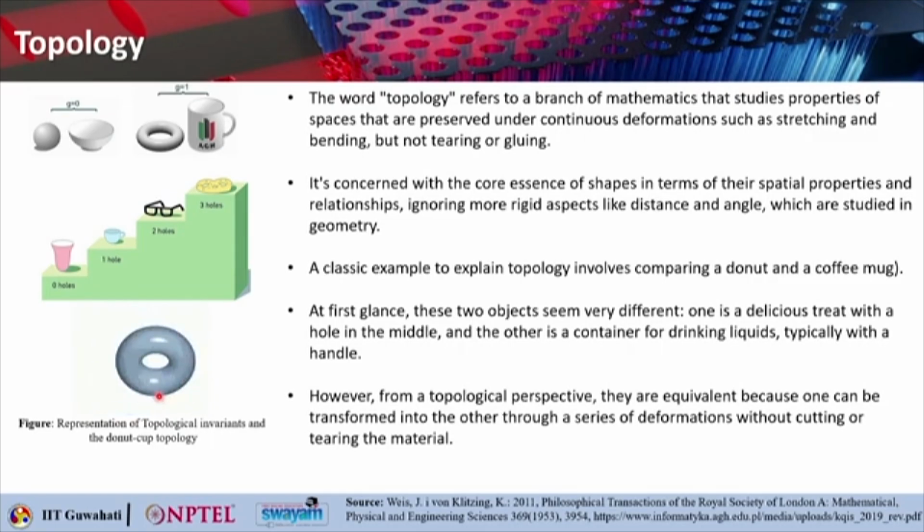How? Because one can be transformed into another shape through a series of deformations without cutting or tearing the material, as is shown here in the animation. Okay. So, you can think of these two as the same type. G equals 0, G equals 1 tells you about the number of holes present. So, 0 holes, 1 hole, 2 holes, 3 holes, and so on.